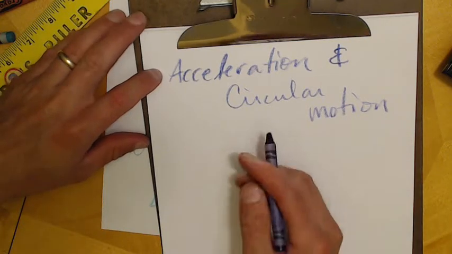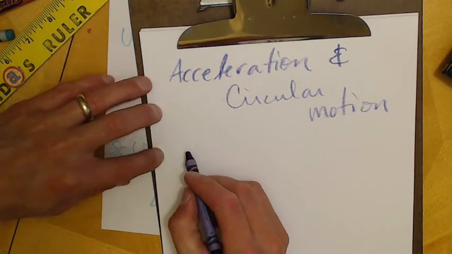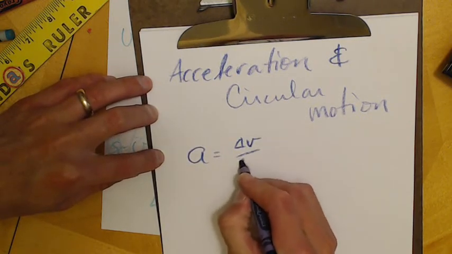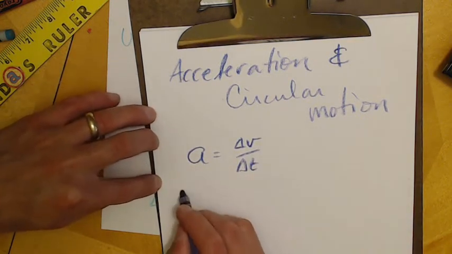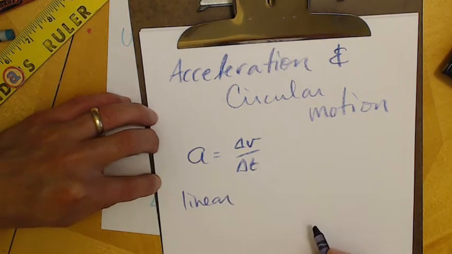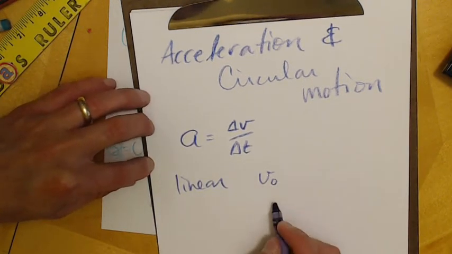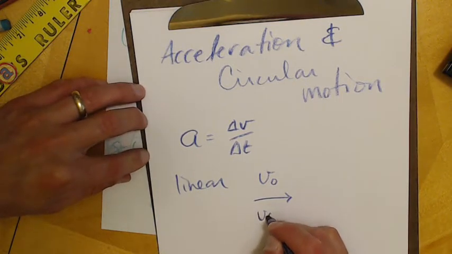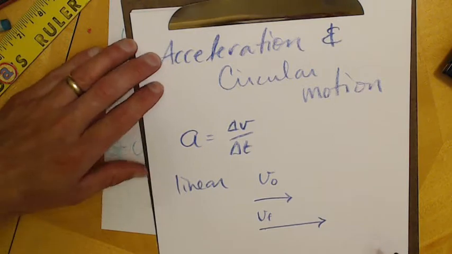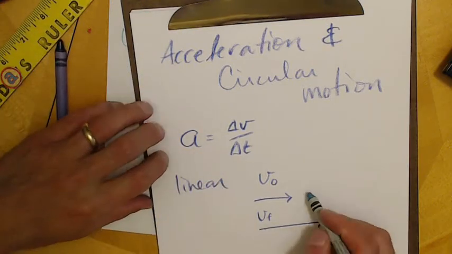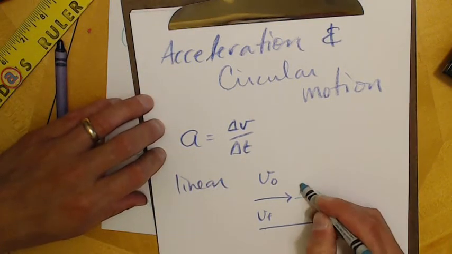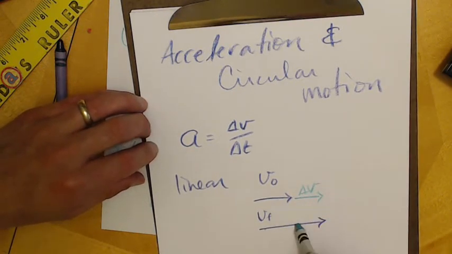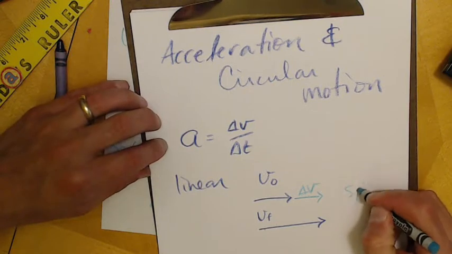Let's take a look at acceleration in terms of circular motion. Acceleration is really the change in velocity over the change in time. So in the linear sense, let's have some initial velocity and its vector is this long. My final velocity would be this long. So my change in velocity is here, in the same direction. We call this speeding up.